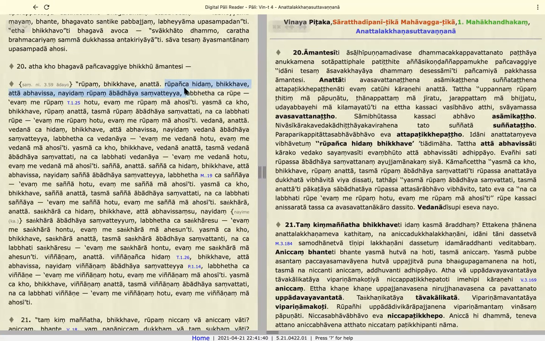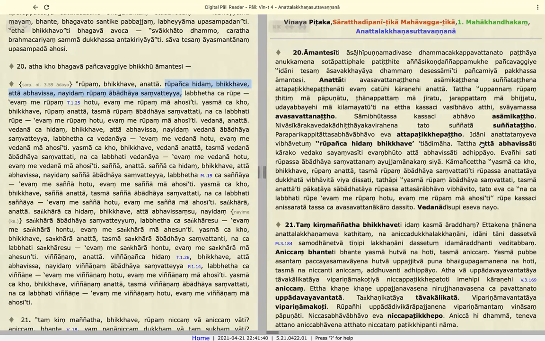Rūpañ ca hidaṁ bhikkhave attā abhavissa. Na yidaṁ rūpaṁ ābādhāya saṁvatteyya. In the original Pali text, this rūpañ ca we need to think of as a condition, a conditional clause, because of this we need to translate it as a conditional clause.